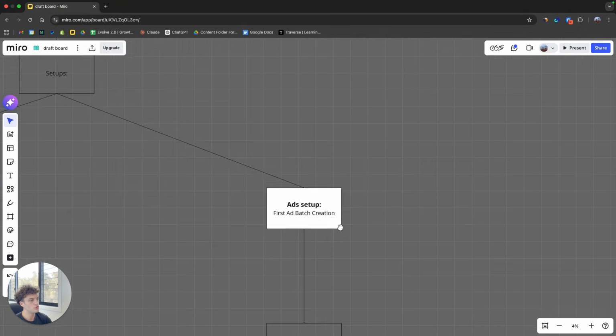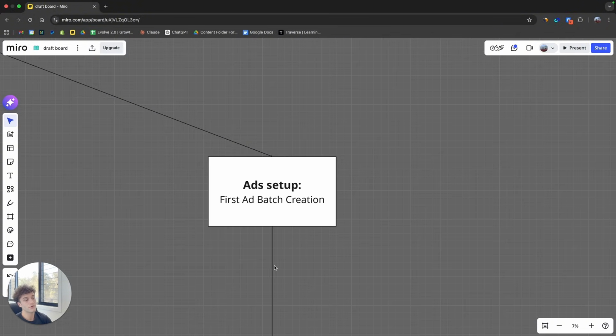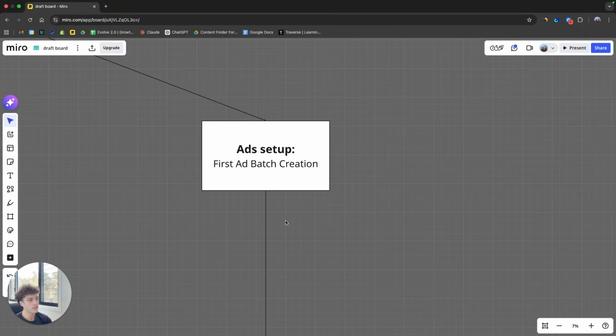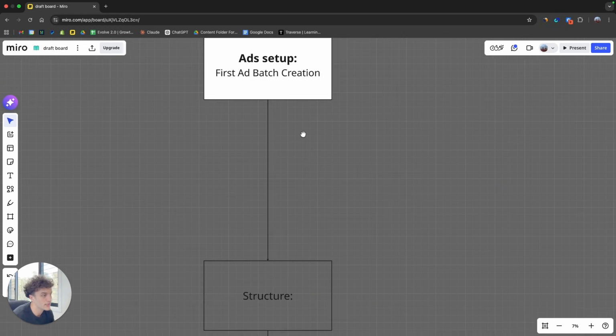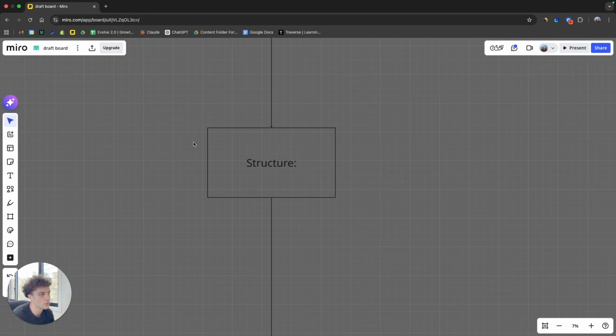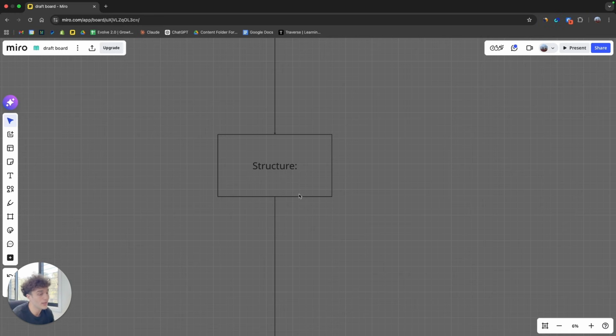But moving on to the ad setup now, the first ad batch creation. If you guys are curious how to make video ads, because that's what most of you struggle with, it's not really image ads, it's more video ads, that's why I made a full live video of me editing in CapCut and scripting and stuff. So watch that video, and then you'll know how to make ads.